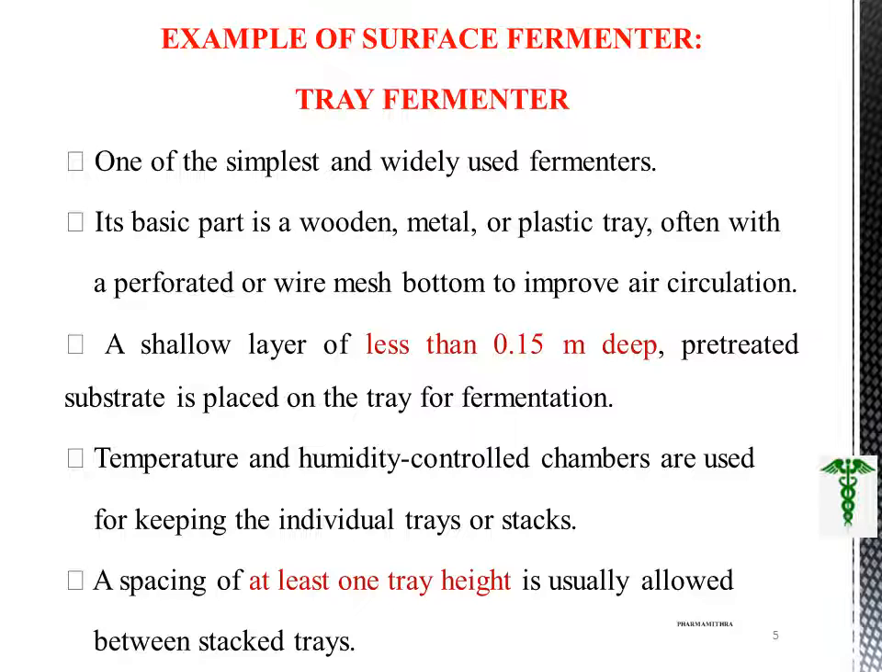The first example of a surface fermenter is the tray fermenter. This is one of the simplest and most widely used fermenters. The basic part is a wooden, metal, or plastic tray, often with a perforated or wire mesh bottom to improve air circulation. A shallow layer is used, less than 0.15 meter in depth. Pre-treated substrate is placed on this tray for the fermentation. Here the temperature and humidity are controlled. Chambers are used for keeping individual trays or stacks, and a spacing of at least one tray height is usually allowed between the stacked trays.